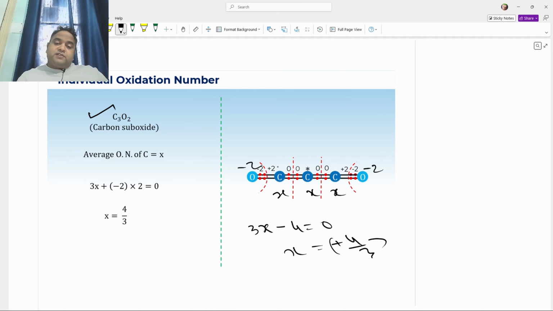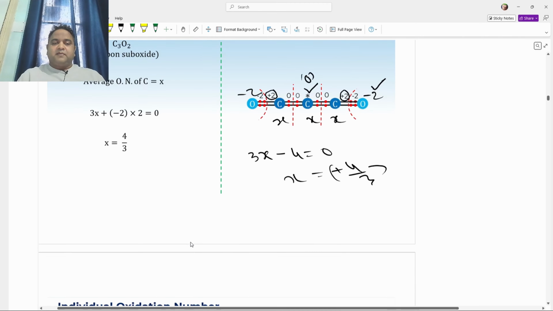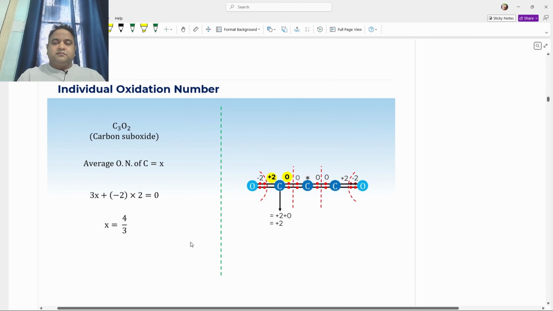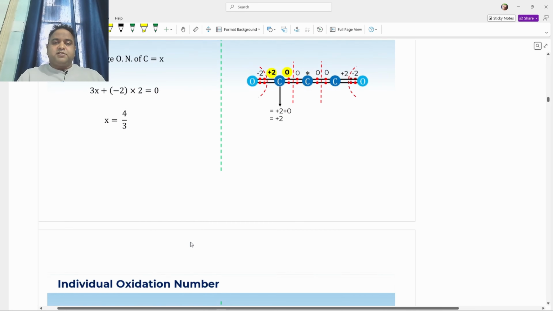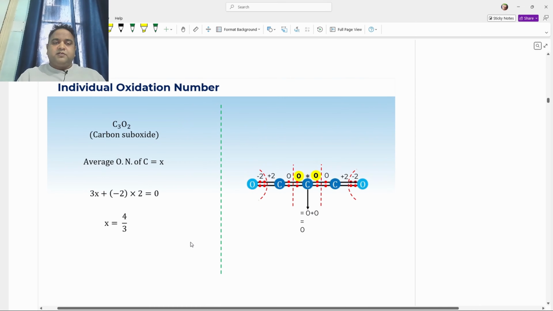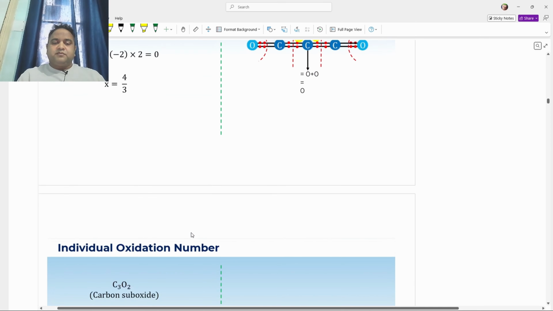When we check the oxidation state in terms of bonding, the terminal carbon has +2. The other terminal carbon may have +2. And the carbon atom bonded to carbon atoms on either side will have 0. That is also correct. With the C3O2, the average oxidation state is 4/3.